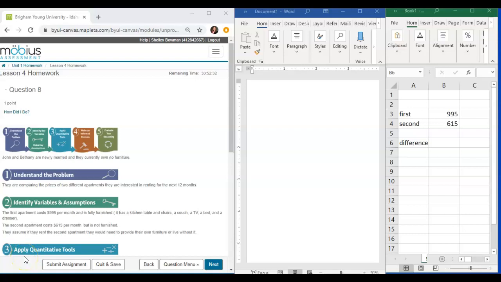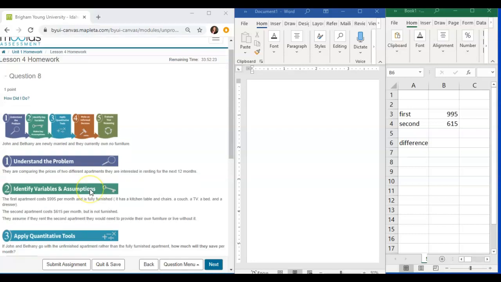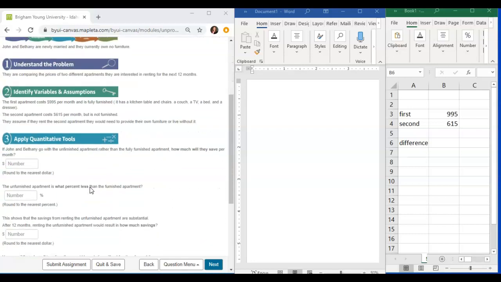This tutorial is for Mobius Lesson 4, homework question number 8. John and Bethany are newly married and they currently own no furniture. Step number 1, understand the problem.